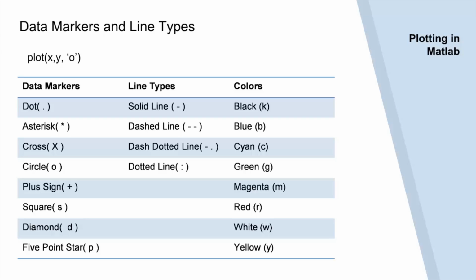Similarly, for line types we have a solid line that is represented by a single dash, a dashed line that is represented by 2 dashes, a dash dot line that is represented by a dash and a dot, and a dotted line that is represented by a colon. Then we have colors. Black is represented with the character constant K, blue as B, cyan as C, green as G, magenta as M, red as R, white as W, and yellow as Y.